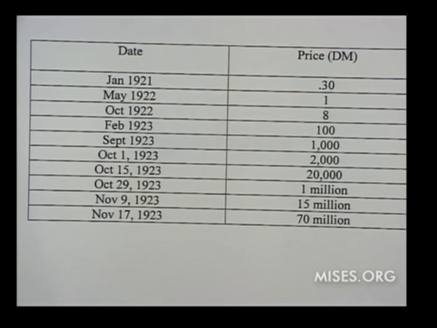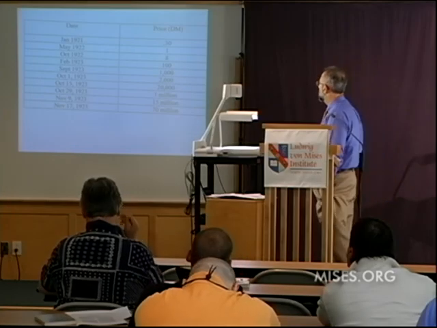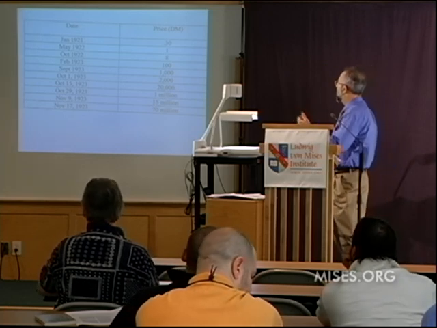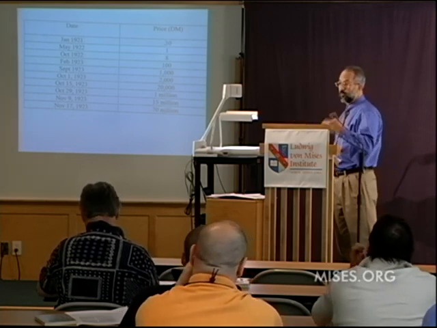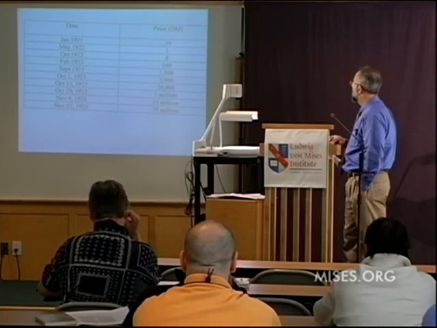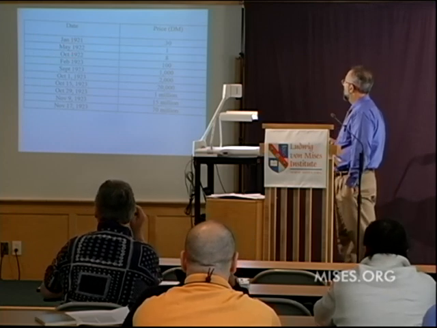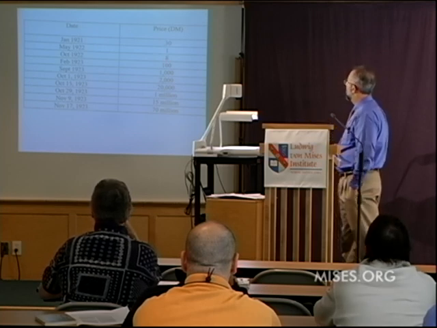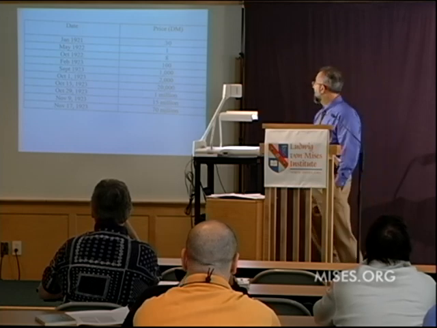There was a lot of inflation during the war, but it wasn't a hyperinflation at that point. The newspaper cost about 1/3 of a mark. Then by May 1922, a little bit more than a year later, the price level had tripled in 14 or 15 months. That's as if 15 months from now, the price of a Ford Taurus would be $60,000 instead of $20,000. Then from May to October of that year, the price level went up 8 times.